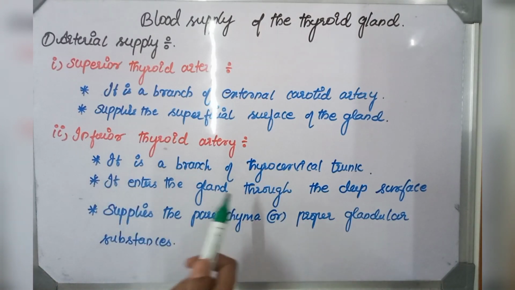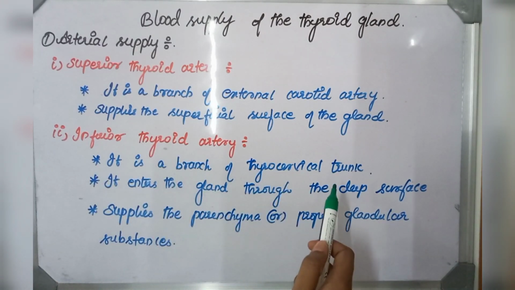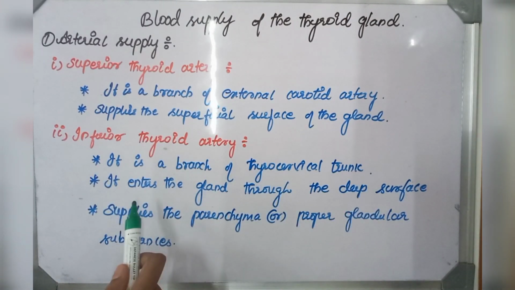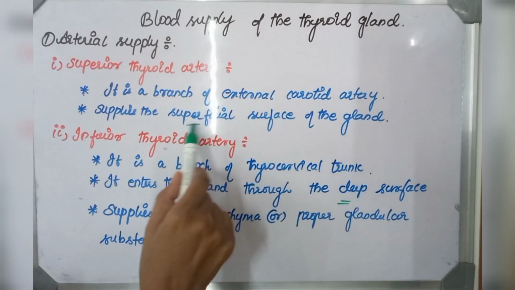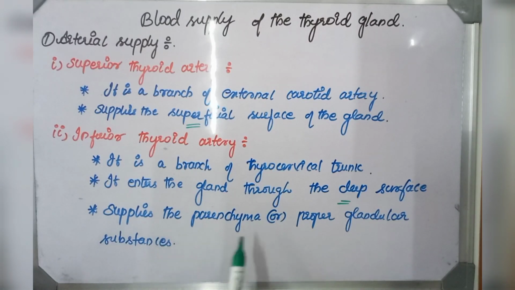And then the inferior thyroid artery. It is a branch of the thyrocervical trunk, as we know. And then it enters the gland on the deep surface, and this is our superficial surface of the gland. So it supplies the parenchyma and proper glandular substance of the thyroid gland.